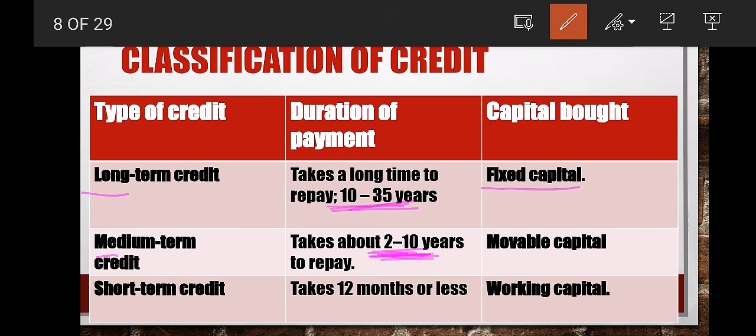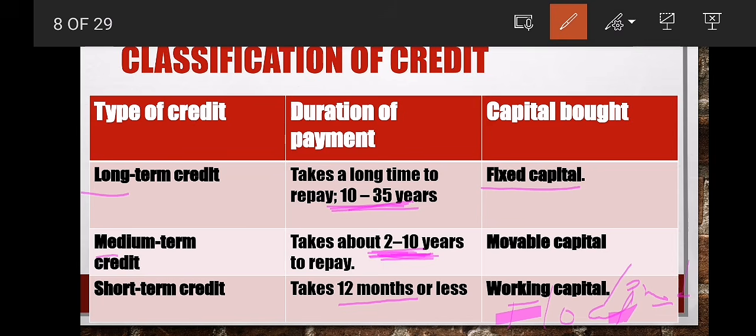We then have the next one, short-term credit. A short-term credit, we have to pay it back 12 months or less, a year or less. And the capital that can be bought using that credit, we can buy a production capital, which we also call a working capital or a floating capital. So these are the three credits.